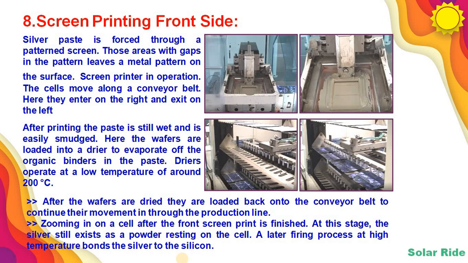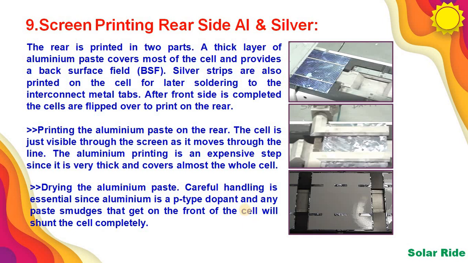After this process also, the solar cell surface has some powder. This powder will be totally gone in the firing process. A later firing process at high temperature bonds the silver to the silicon. After the front side screen printing, the ninth step is screen printing the rear side with aluminium and silver.